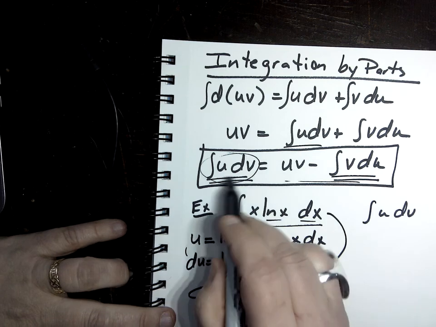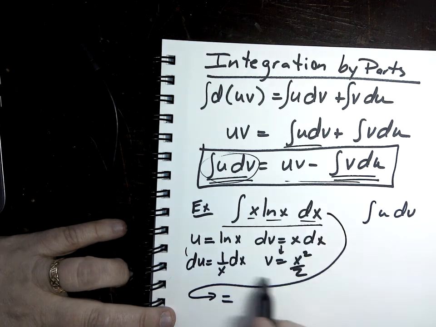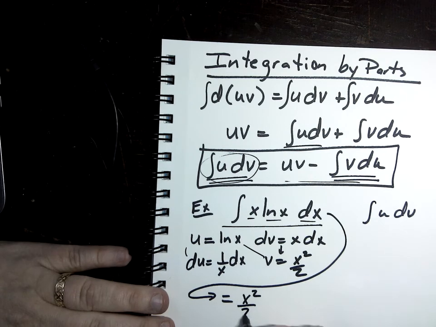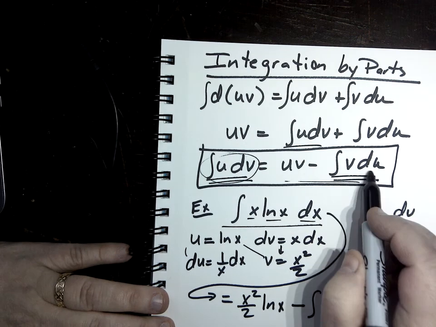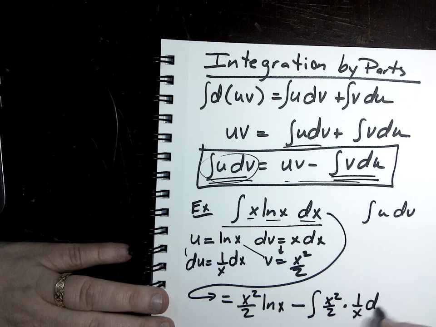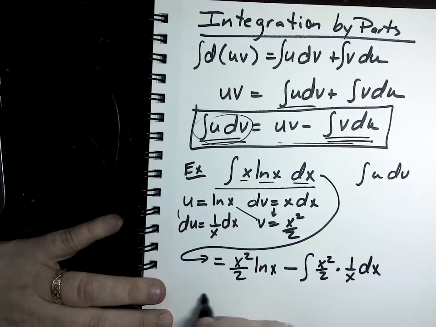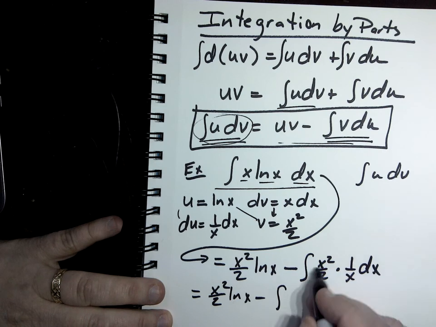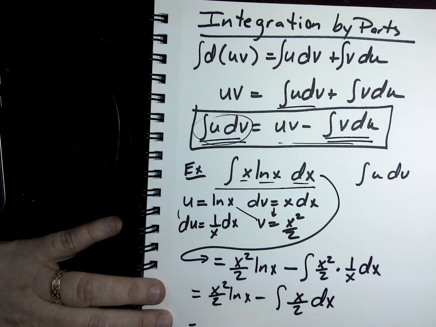So the integral of u dv is equal to u times v. So where's u? U times v is the diagonal, so I have x squared over 2 times the natural log of x minus the integral of v du. Well, there's v and there's du. So I have x squared over 2 times 1 over x dx. And yes, if I simplify this, first let's rewrite all this. One of those x's will cancel, so this becomes x over 2 dx. That's just a constant times x, so that I can integrate.